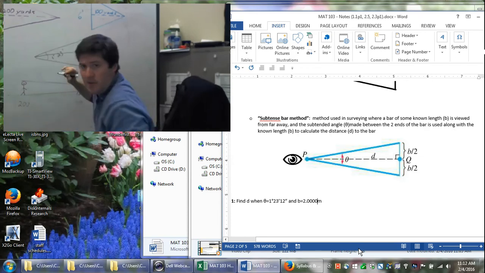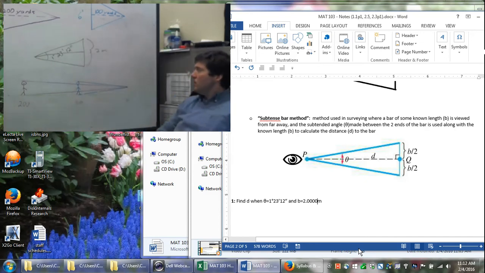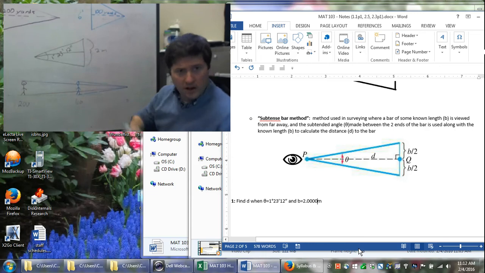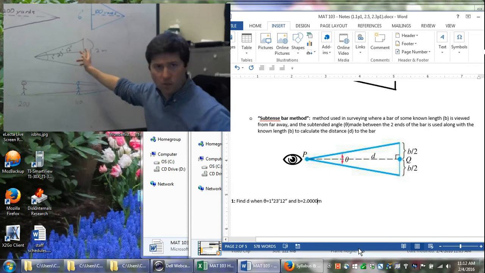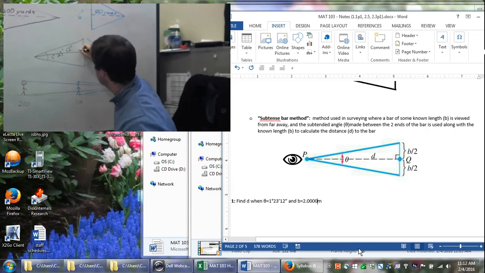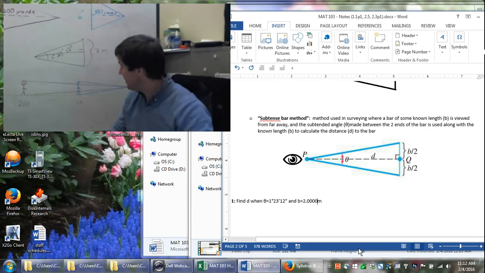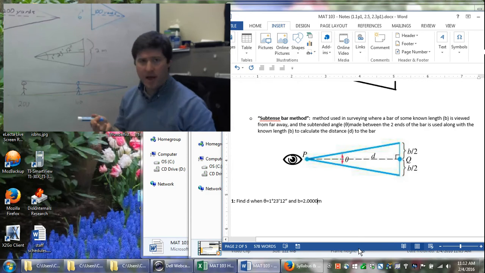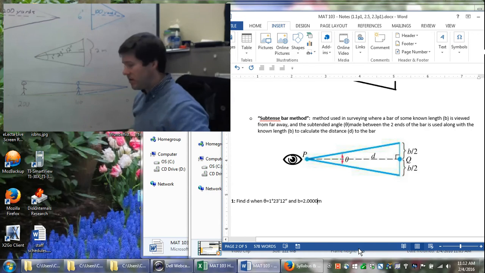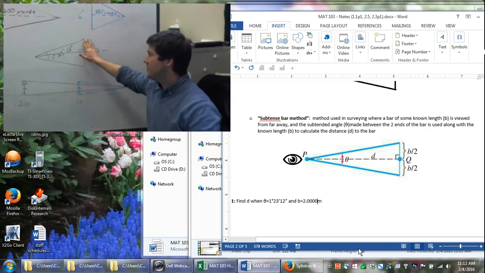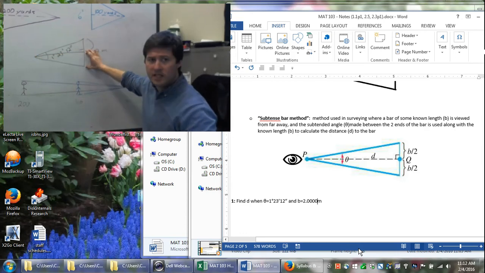So we've got, breaking this down, our bar here that's 2 meters long, and we know our angle here, which is what? 1 degree, 23 minutes, and 12 seconds. Okay.